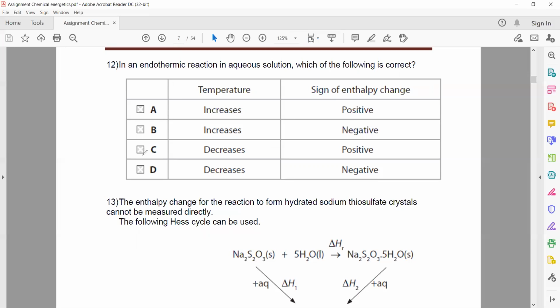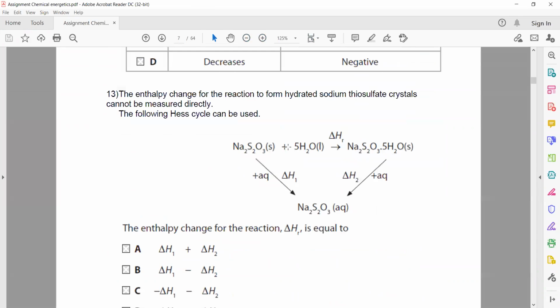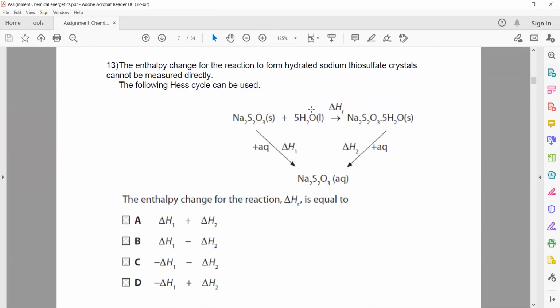Yeah, C is the right answer because the surrounding temperature decreases and the enthalpy change will be positive. The enthalpy change of a reaction to form hydrated sodium thiosulfate crystals cannot be measured directly because it is endothermic. The following Hess's law cycle can be used.